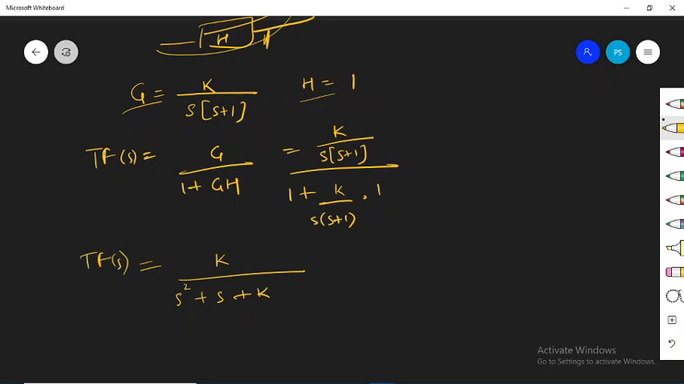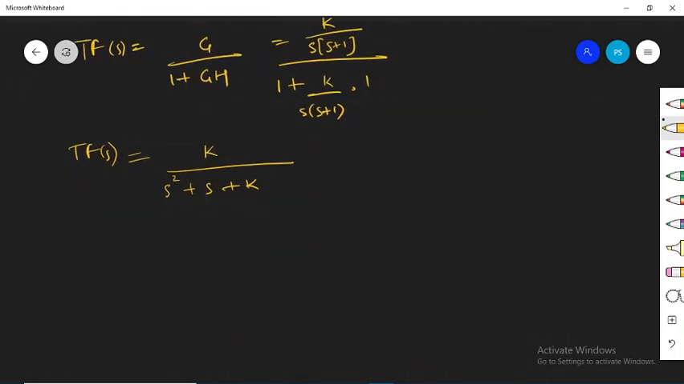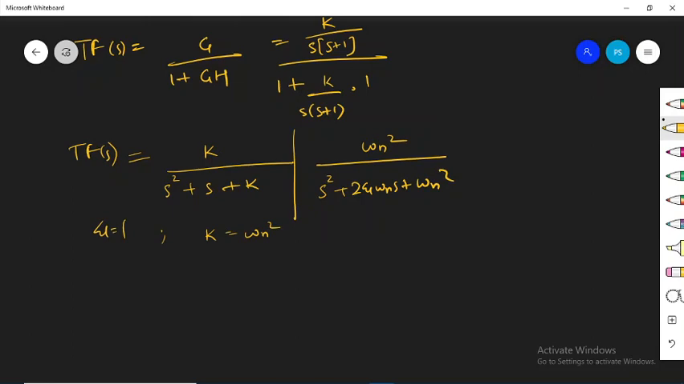And we have been given that the value of zeta for the system is equal to 1. Then again we can compare this equation with the standard second order system, that is omega n square divided by s square plus 2 zeta omega n s plus omega n square. So if we compare these two, we can see that the value of k is equal to omega n square, or omega n is actually equal to root k radian per second, of course.